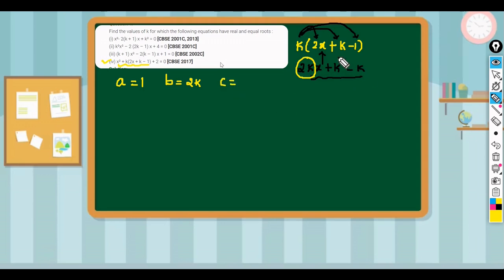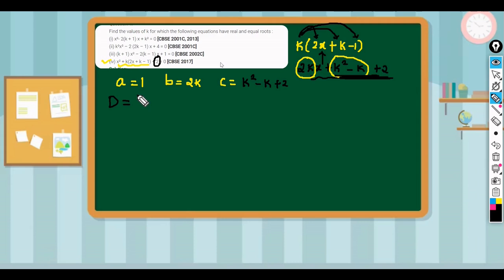Now coming to c. C means what? Completely constant. See, look at this. These two terms are constant, and you can see there is one more term given in the question. What is that? 2. That means if I write here plus 2, all these three terms together are the c value. So let's write k square minus k plus 2.